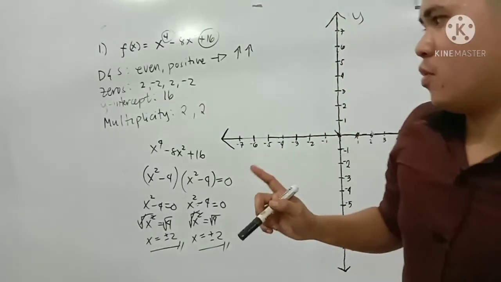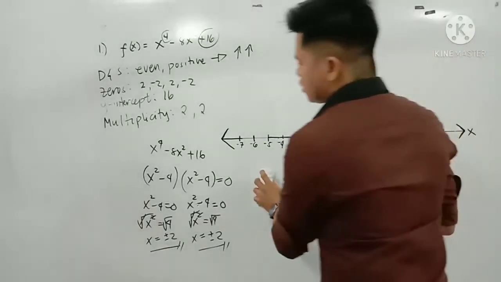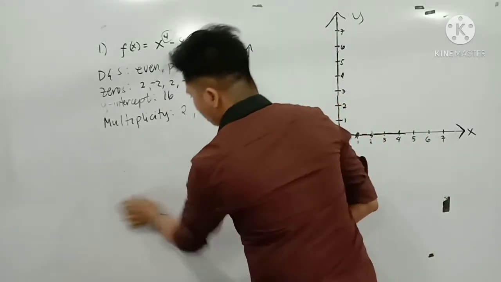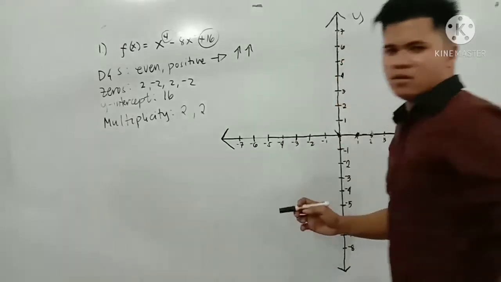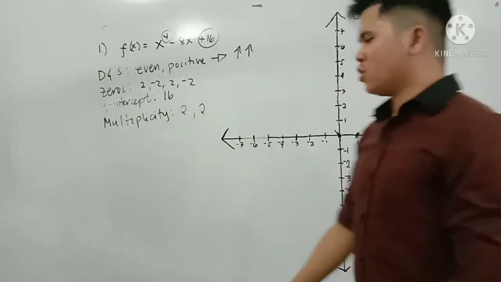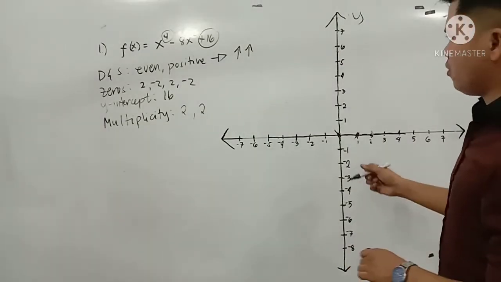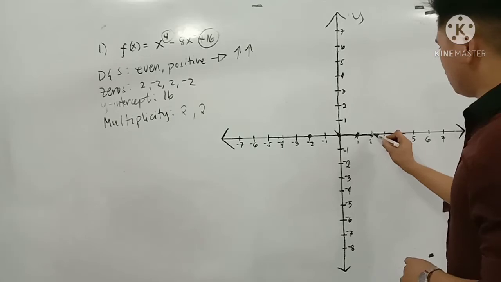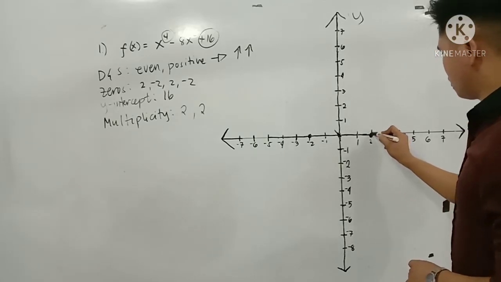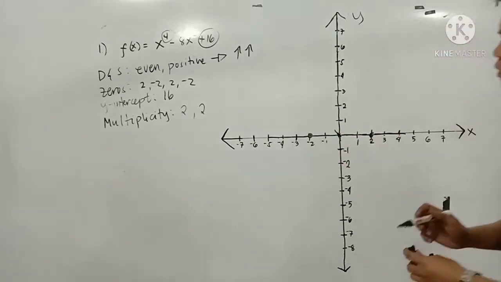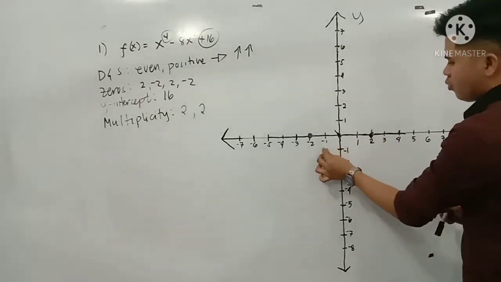So that means, if we graph this one, the graph will bounce once it touches positive 2 and negative 2. So we have here now positive 2, negative 2. These are our zeros. Then we have here negative 1 and positive 1.